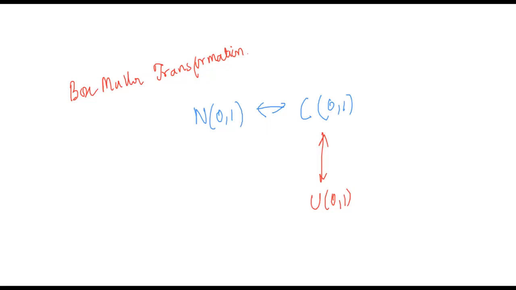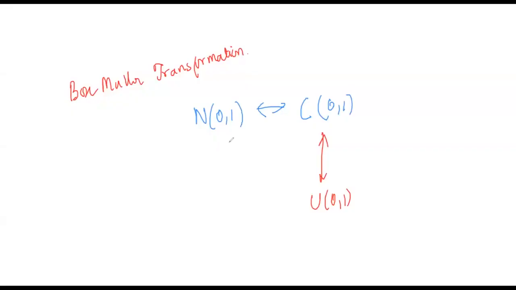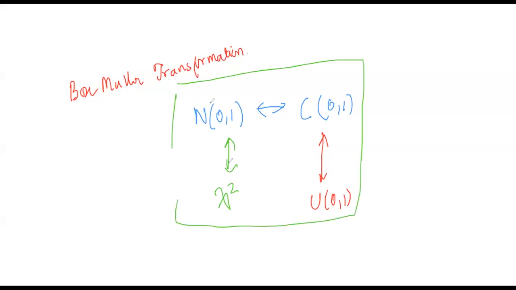And also along the lines of the distribution of chi-square, which is related to normal 0, 1. So these four together form something related to the Box-Muller transformation, but let's see how it is connected. That's the next step.